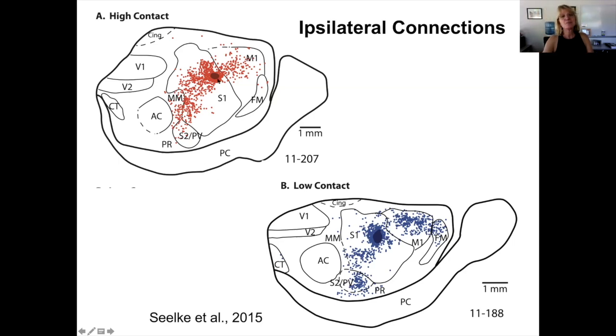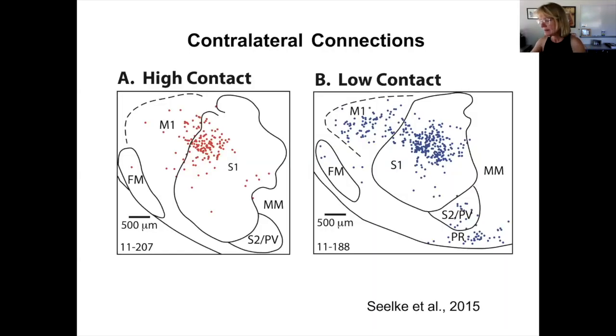So you can say, well, these projection patterns of different cortical fields to S1 look pretty similar in the high versus low contact. But if you look carefully, you can see that there are differences in density, and some of those differences can be quite large. And we did also quantify this, but this is just an easier way to show you this. And hold on.